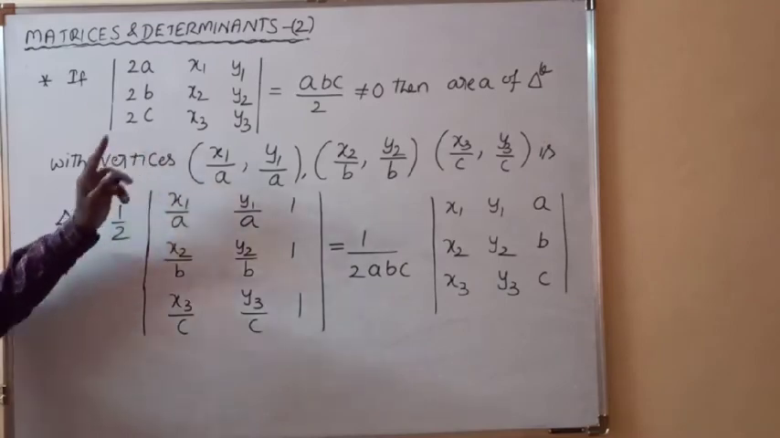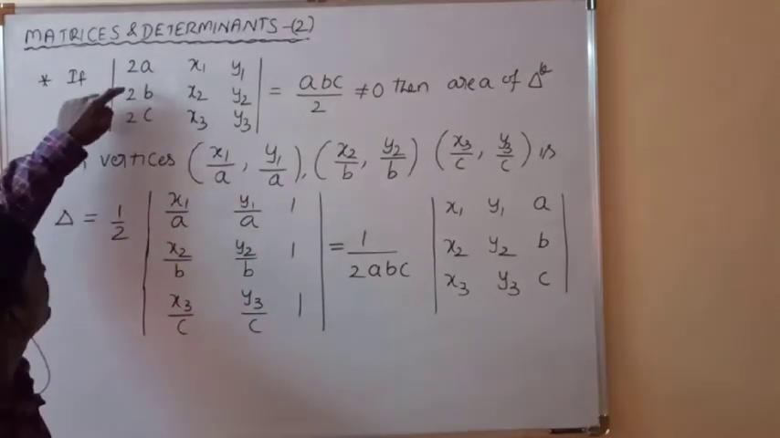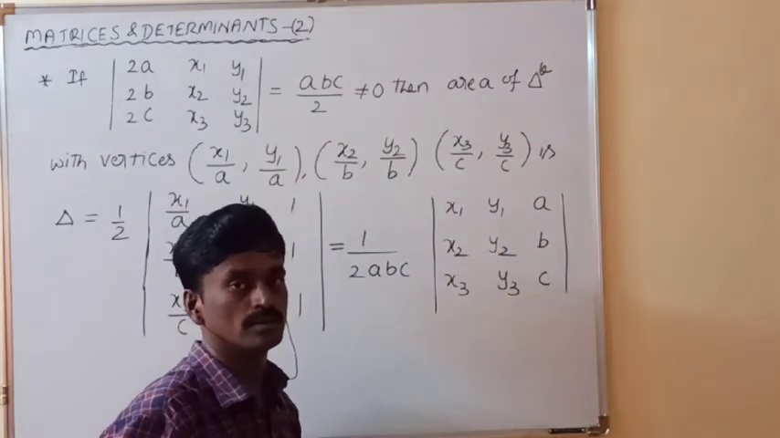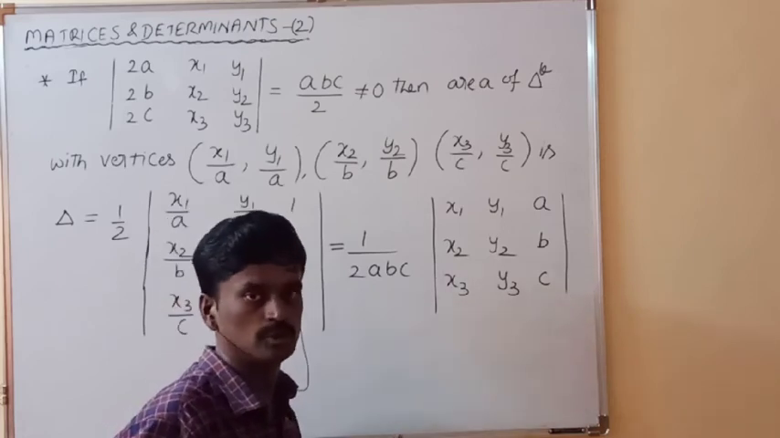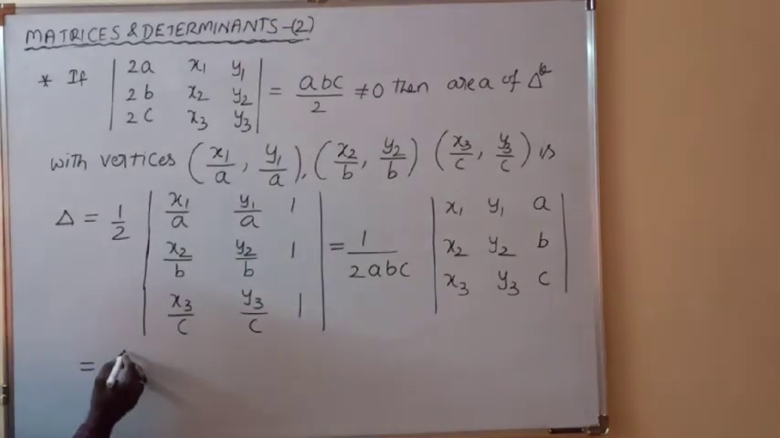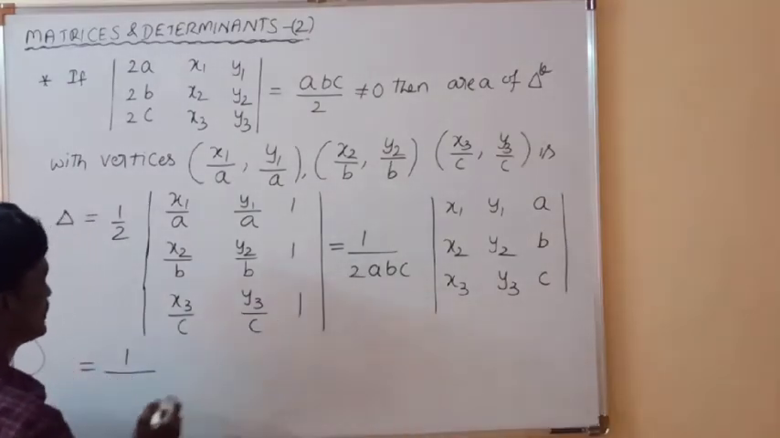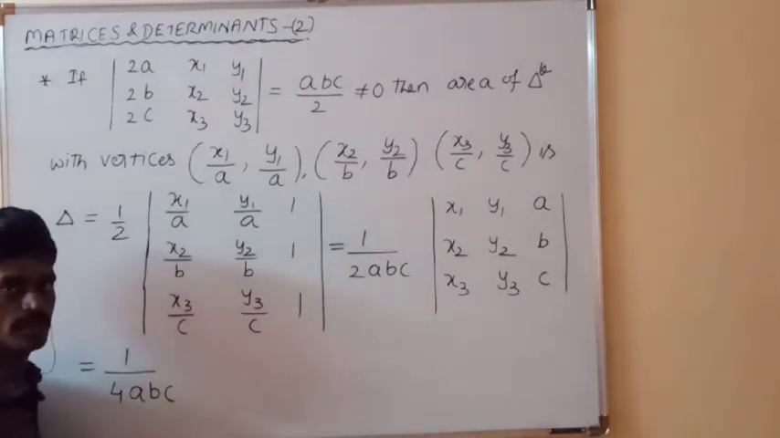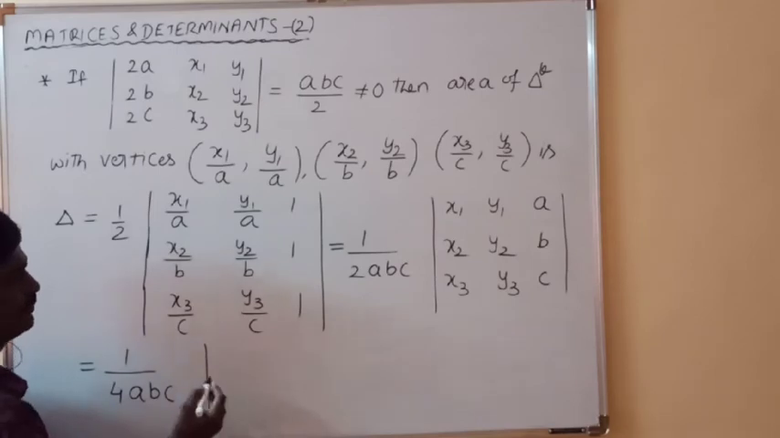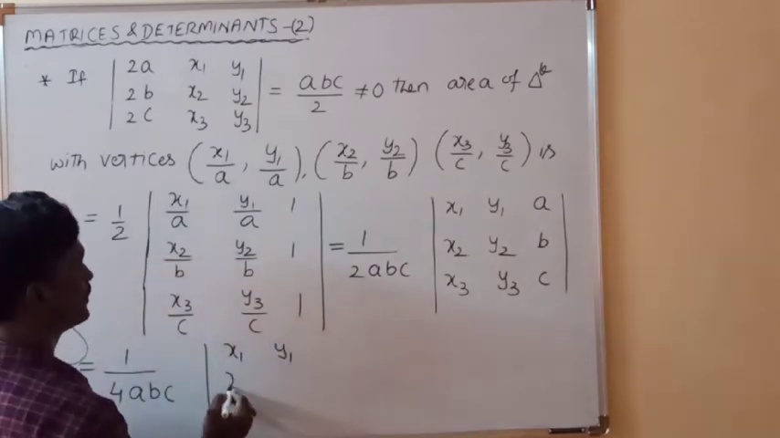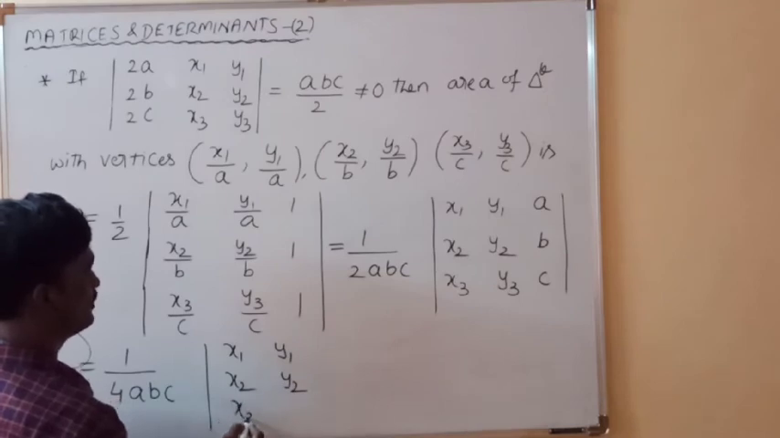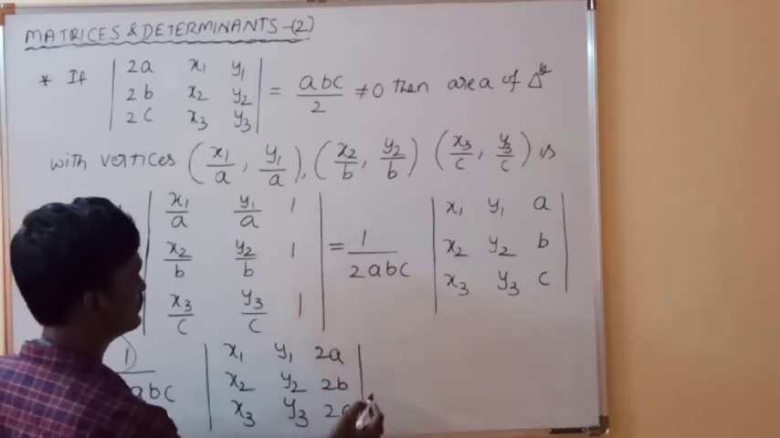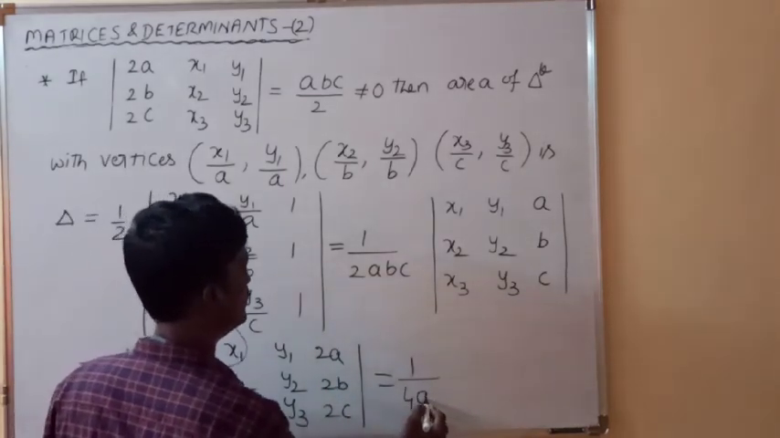So still we are not getting this determinant. To get these terms 2a, 2b, 2c, we have to multiply the third column by 2, and at the same time divide by 2. So you multiply the third column by 2 and divide by 2. Then here what you get? 1 upon 4abc. Dividing by 2 again, 2 into 2 is 4, into the determinant of x1, y1, x2, y2, x3, y3, and we are multiplying the third column by 2, so 2a, 2b, 2c. So 1 upon 4abc.